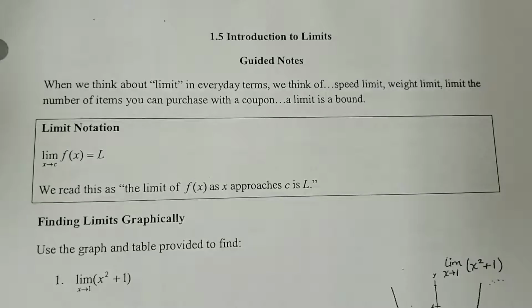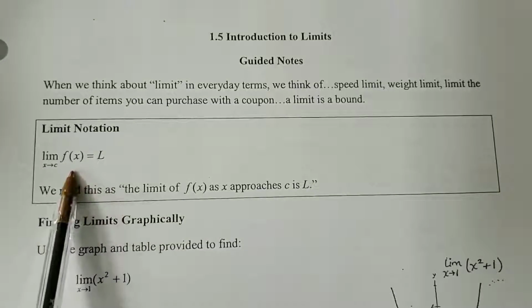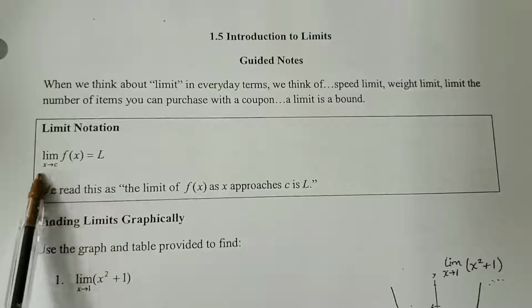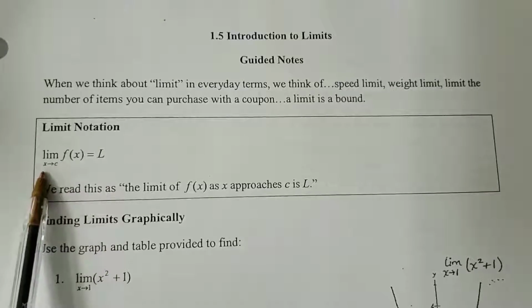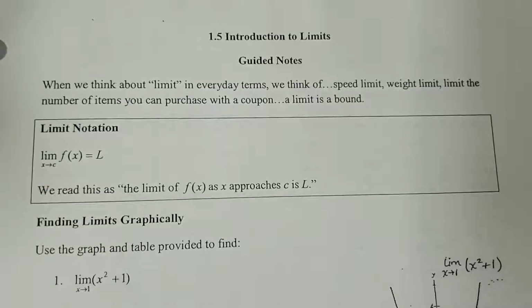So the limit notation that we're going to see in our problems is shown here in your box. We would read this as the limit of f of x as x approaches c is L. So our limit is going to be whatever number is here. We're going to have a function, and then we're always going to see this notation, which is telling us as x goes or gets closer to whatever this c value is.